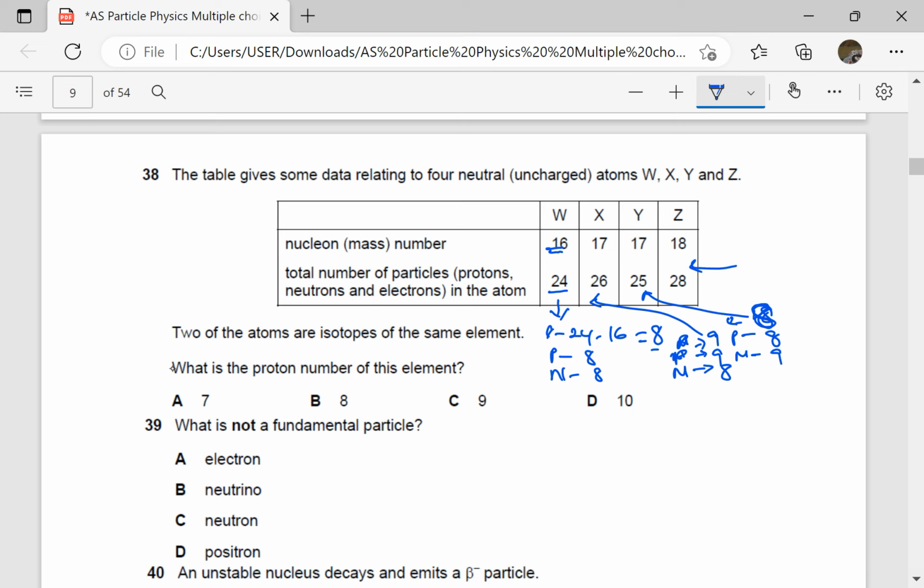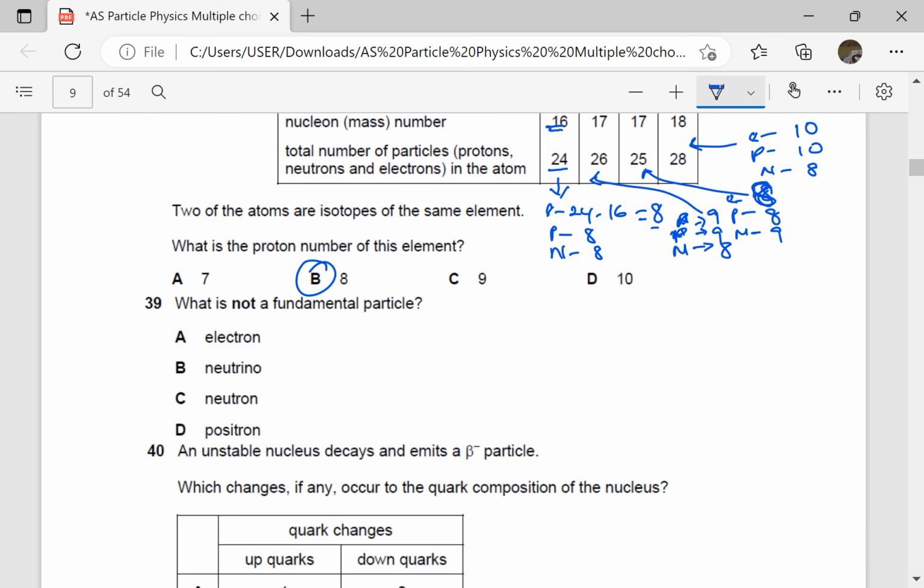Then for the last one, the number of electrons is 28 minus 18, so the electron number is 10, which means the proton number is 10 for a neutral atom. Then 18 minus 10 gives the number of neutrons, which is 8. They said two of the atoms are isotopes of the same element, so they should have the same proton number. Those with the same proton number are W and Y. They have proton number 8. So the answer is 8.